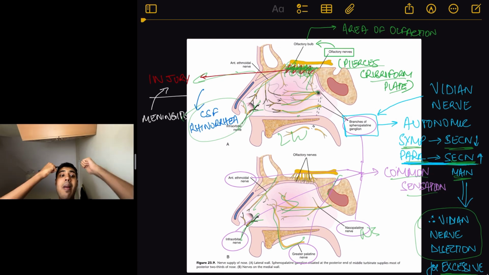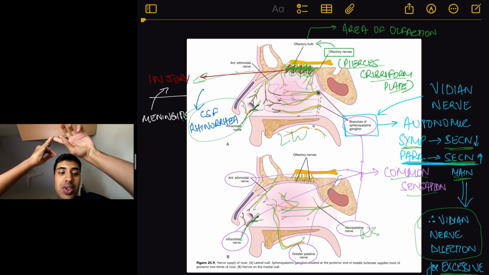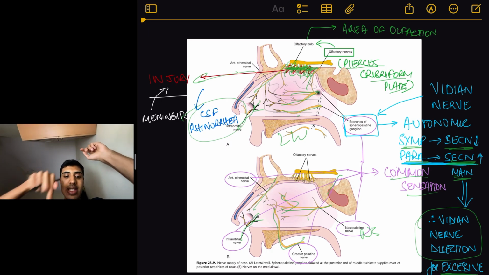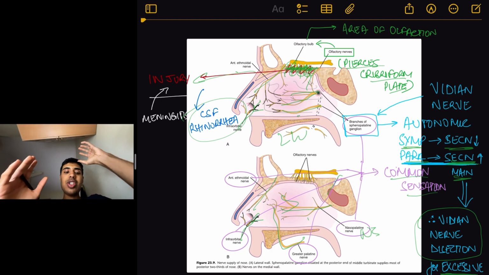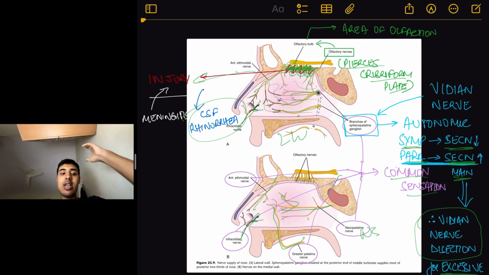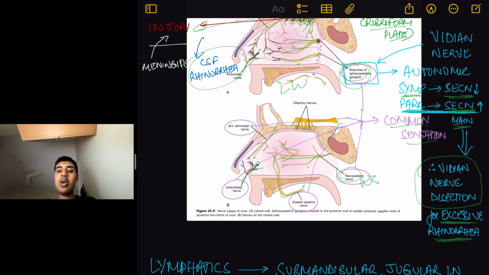So what is the nerve supply? Piercing the cribriform plate, olfactory nerves for olfaction. Injury can cause meningitis or CSF rhinorrhea, whereas mixed sensation, you have various nerves like infraorbital, anterior ethmoidal, posterior ethmoidal, sphenopalatine ganglion, nasal ganglion, etc. For autonomic sensation, sphenopalatine ganglion branches itself, but the sphenopalatine ganglion is supplied by the Vidian nerve, which carries predominantly parasympathetic fibers, but both parasympathetic and sympathetic. And this Vidian neurectomy can help us deal with excessive rhinorrhea by decreasing parasympathetic secretomotor function. This is about nerve supply.